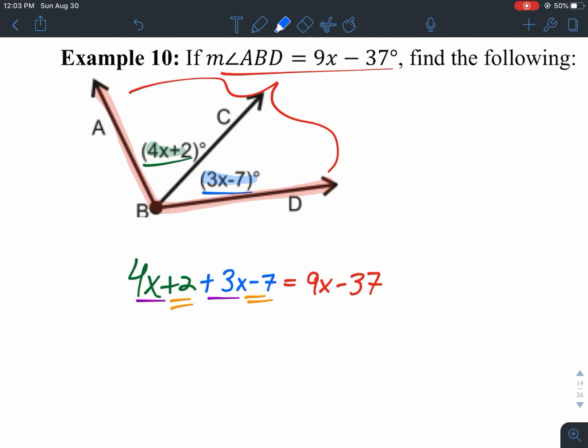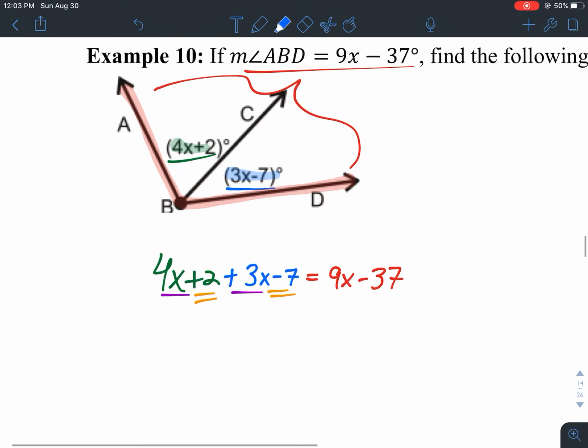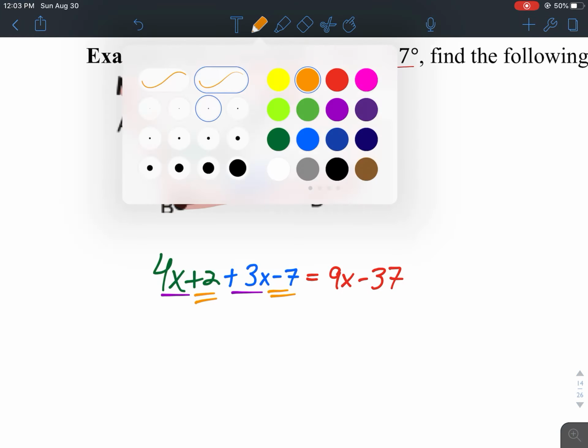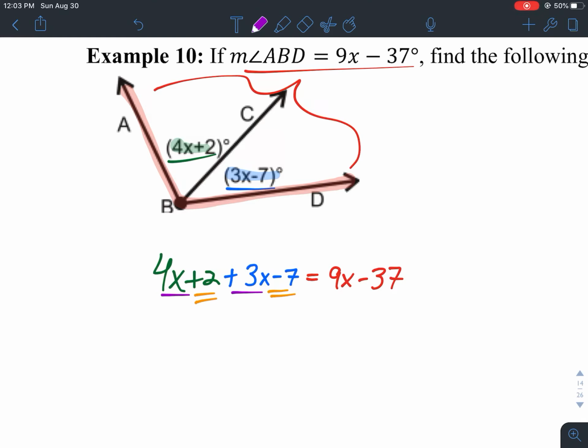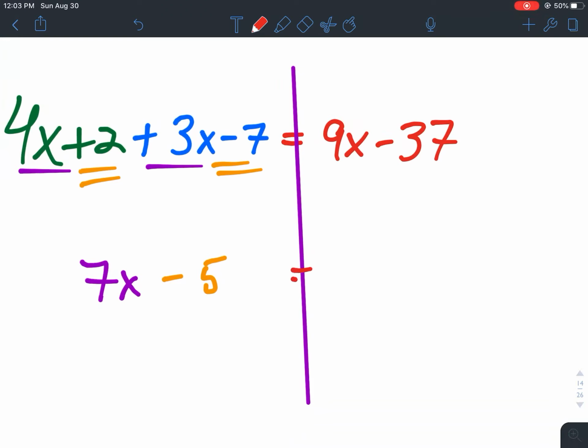So again, small chunk green plus small chunk blue equals big chunk red. That's our equation. Once you have your equation written, we can combine like terms and then solve this. So we're combining like terms on one side of the equal sign. So 4x plus 3x, that's 7x. And then 2 minus 7, that is negative 5. And we're going to bring everything on the right side down, so 9x minus 37.